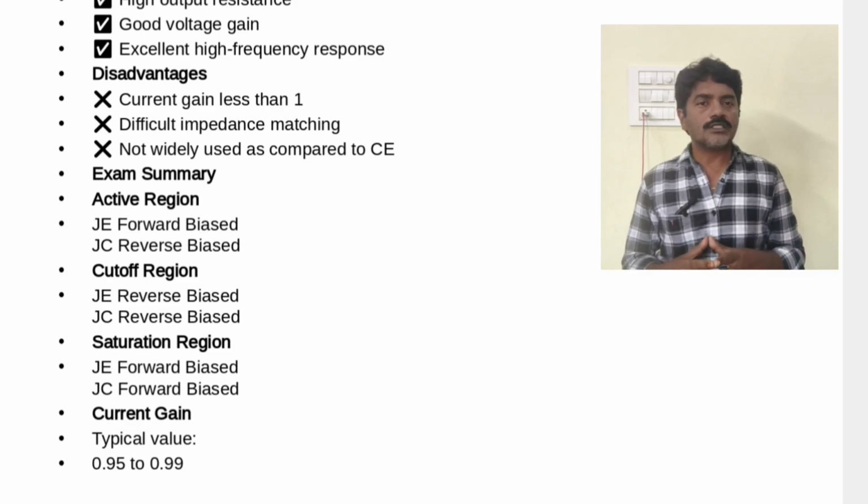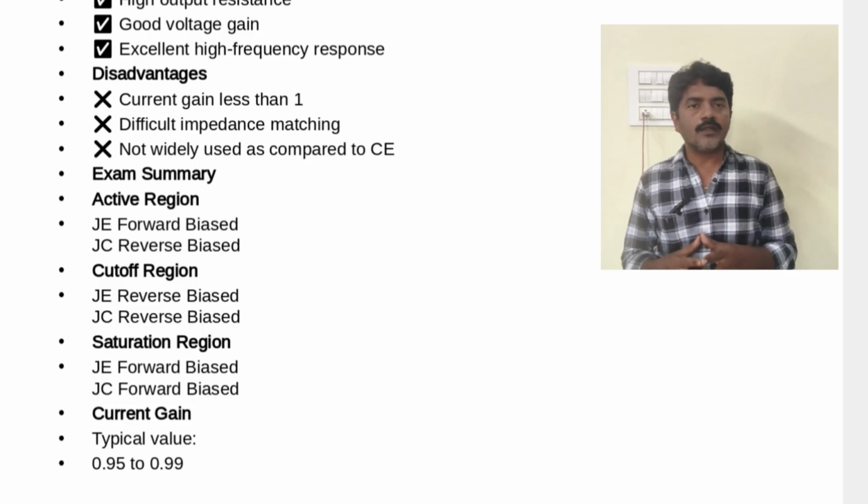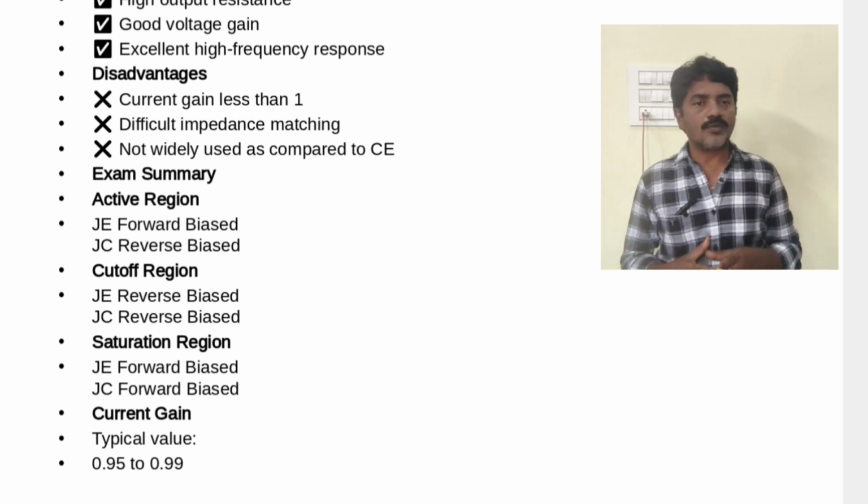Finally, to summarize the total section: in the active region, JE is forward bias and JC is reverse bias. In the cutoff region, both junctions are in reverse bias. In the saturation region, both are in forward bias. In this, the current gain is 0.95 to 0.999. This is the summary of the information.